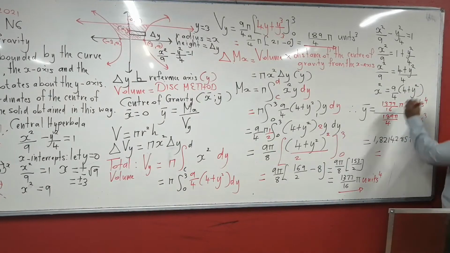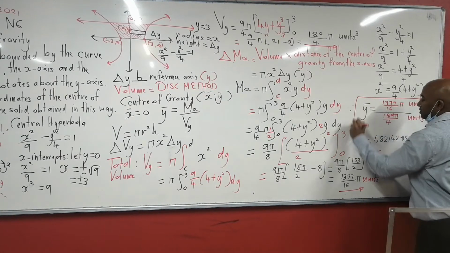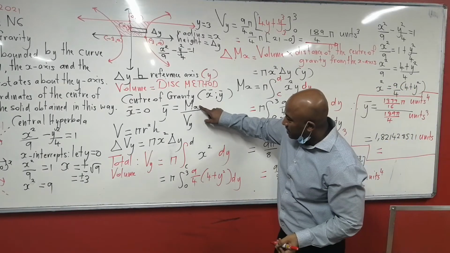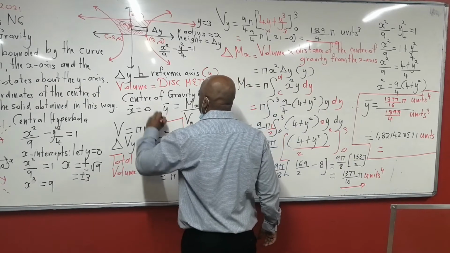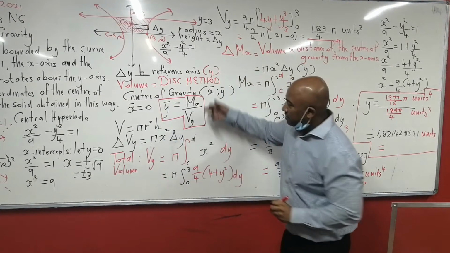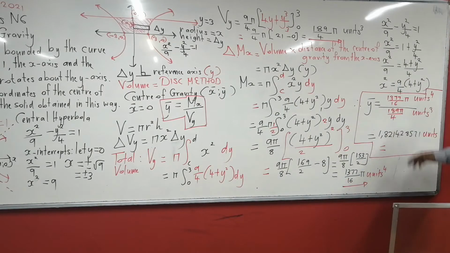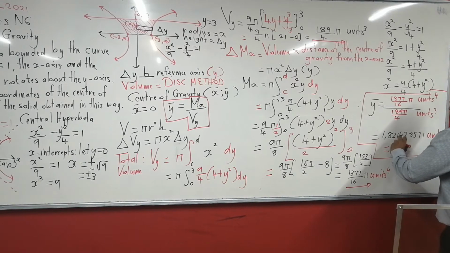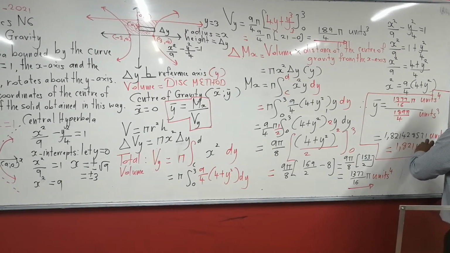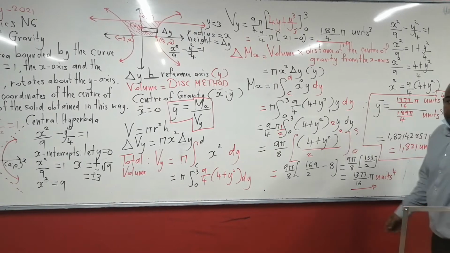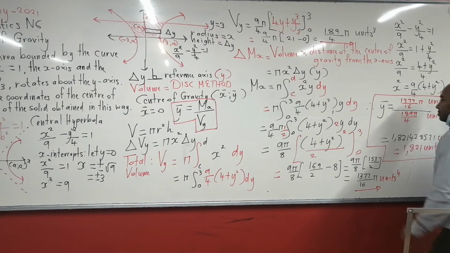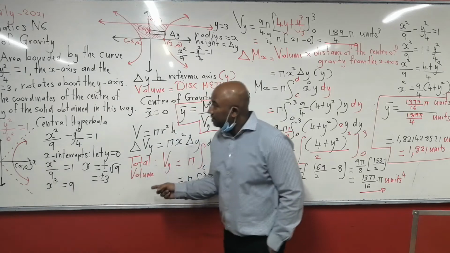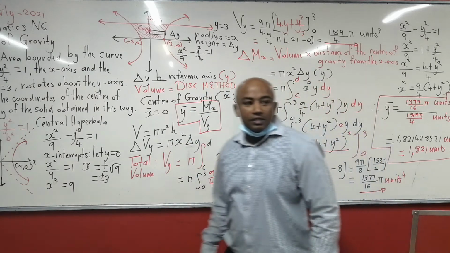Now to work out our final answer, the formula is Mx divided by Vy. So this is exactly what I'm doing. I'm substituting Mx divided by Vy. So that divided by that, and we get 1.821428571, which is equal to 51/28 units, which is correct. So that was the center of gravity when the central hyperbola rotates about the y-axis. Let's deal with another one.